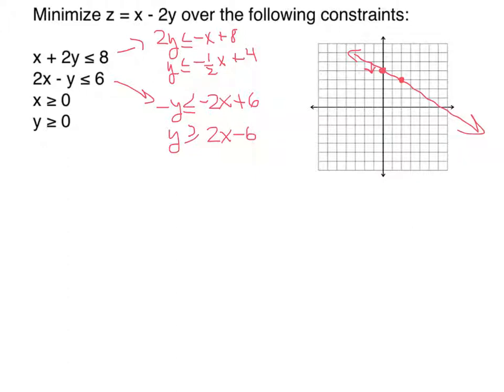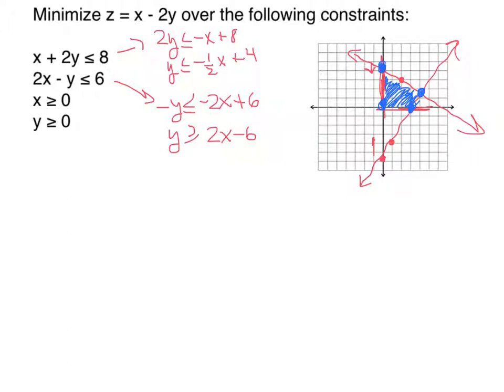So let's graph this. 1, 2, 3, 4, 5, 6. And we're going to go up 2 and over 1. And so my line is going to be something roughly like this, and we're going to graph above it. The last two constraints give me my x-axis and my y-axis. And since we're going to graph to the right and above both of them, that means that this is my feasible region here.